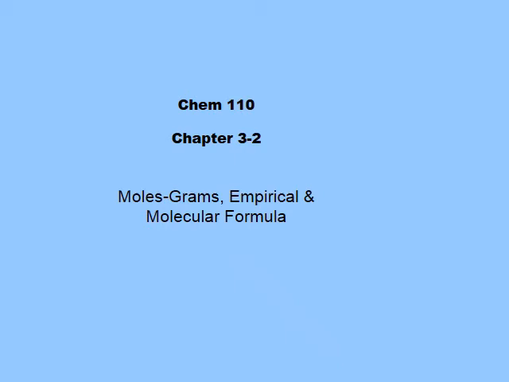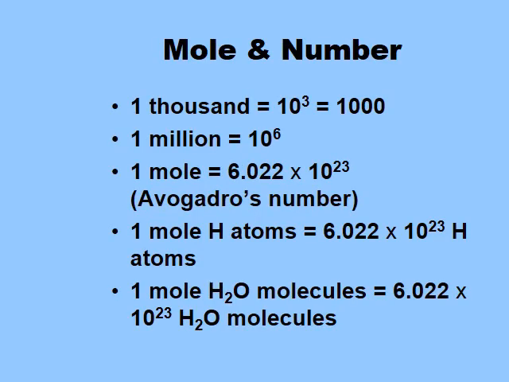In this section of chapter 3, we will discuss the moles-grams relationship, empirical formula, and molecular formula. First, I want to remind you how we express numbers, especially big numbers. 1000, we often use the word 1000, but in our head, we have 1 followed by 3 zeros, or 10 cubed. When I talk about 1 million, it's 1 followed by 6 zeros. That's 10 to the power 6.